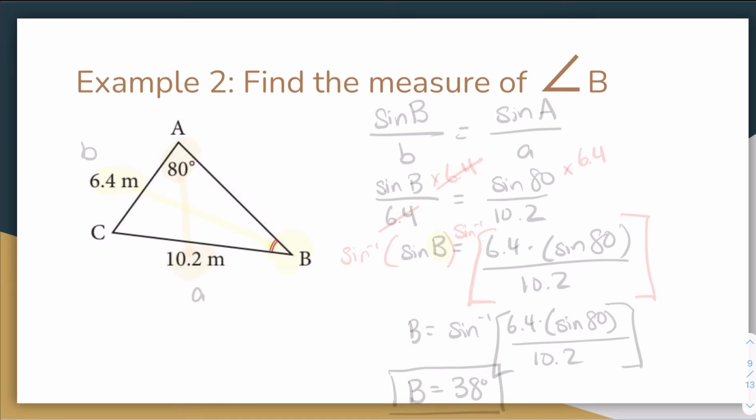Let's try one where we have to find the angle. I have a corresponding side-angle pair. I'm looking for angle B. Angle B is over here. Do I have another piece of information that will help me find angle B? Yep, I have the corresponding side, so I can use the sine law. Since we're looking for an angle, I'm going to put the angle on top, sine B over side B. Side B is just across from angle B. Side A is across from angle A. Let's sub in what I know.